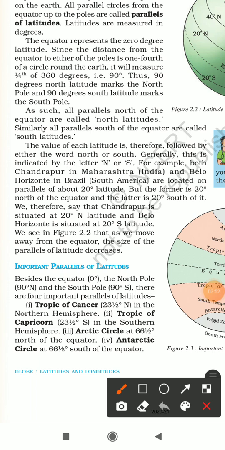The value of each latitude is therefore followed by either the word north or south. Generally, this is indicated by the letter N, capital N and capital S. If you want to say, for example, there is a place called Chandrapur, which is 20 degrees north, we will write it like this. This is the latitude of the place called Chandrapur. Now, as we move away from the equator, the size of the parallels of latitudes decreases or they become small in size.